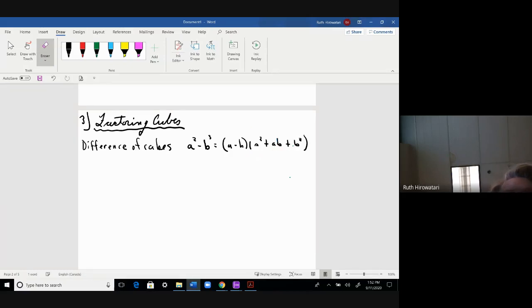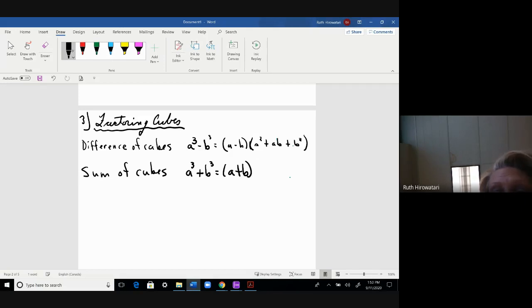Sorry, that didn't go as easy as I thought it was going to. There's your difference of cubes. Here is your pattern for a sum of cubes. That is a cubed, oh boy, my writing is not so good, plus b cubed. This is going to factor as a plus b, bracket a squared minus ab plus b squared.